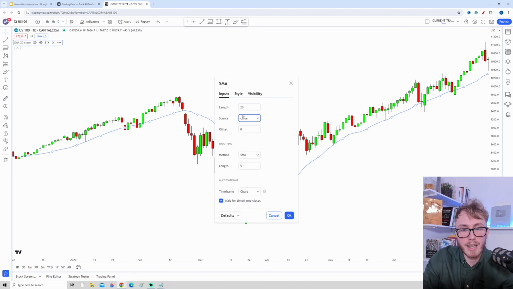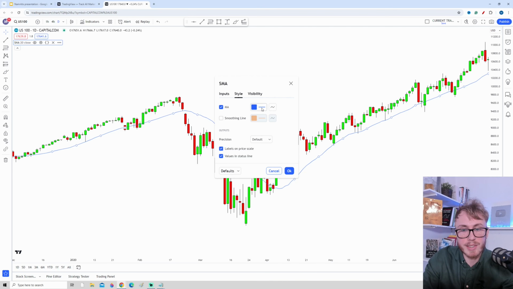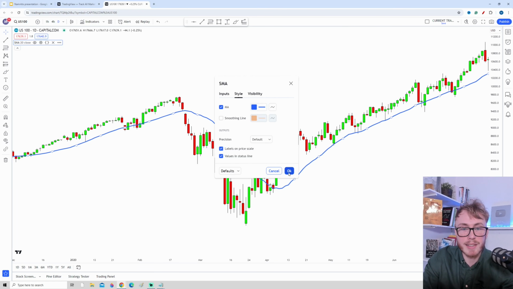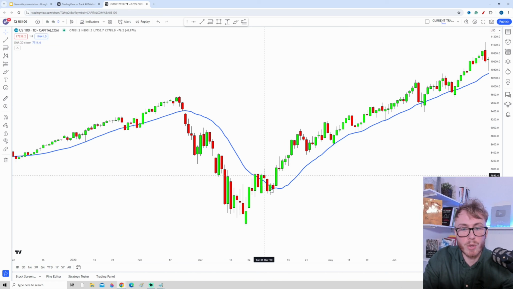And what I also like to do here is to go to the style tab because the normal line is so sort of tiny. So I like to increase the thickness a bit here. I can actually increase it by a lot in this case, so you guys can clearly see. So now we have a 20-day moving average here on the chart.